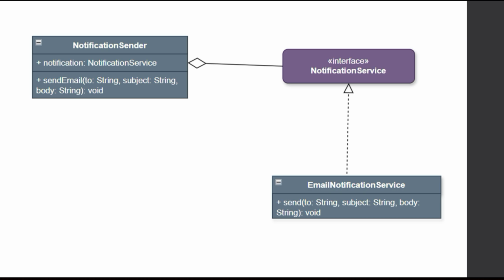We have a class named notification sender, and this notification sender has a dependency of notification service. The notification sender class has a method send, and internally it invokes the send method of the dependency, and that dependency would be notification service.